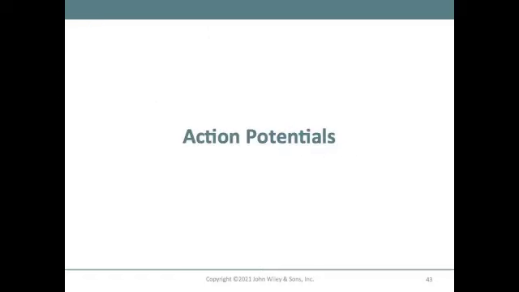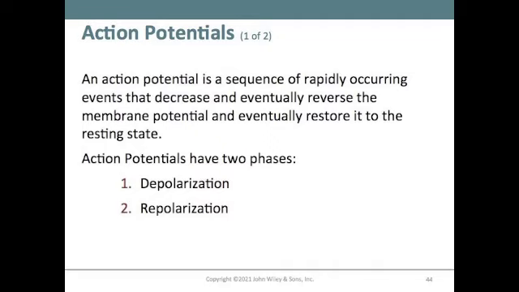So action potentials, 12.6 on page 438. An action potential is a sequence of rapidly occurring events that decrease and eventually reverse the membrane potential and eventually restore it to the resting state. Action potentials have two phases, depolarization and repolarization. So we were already talking about depolarization. Depolarization is just, we've taken that resting membrane and we've depolarized it. So we've changed its polarity. If we've got a negative charge on the inside of the cell membrane in the cytosol, and we have a positive charge in the extracellular fluid on the outside of the cell, when we depolarize it, we change that polarity. And then repolarization gets us back to our resting potential.